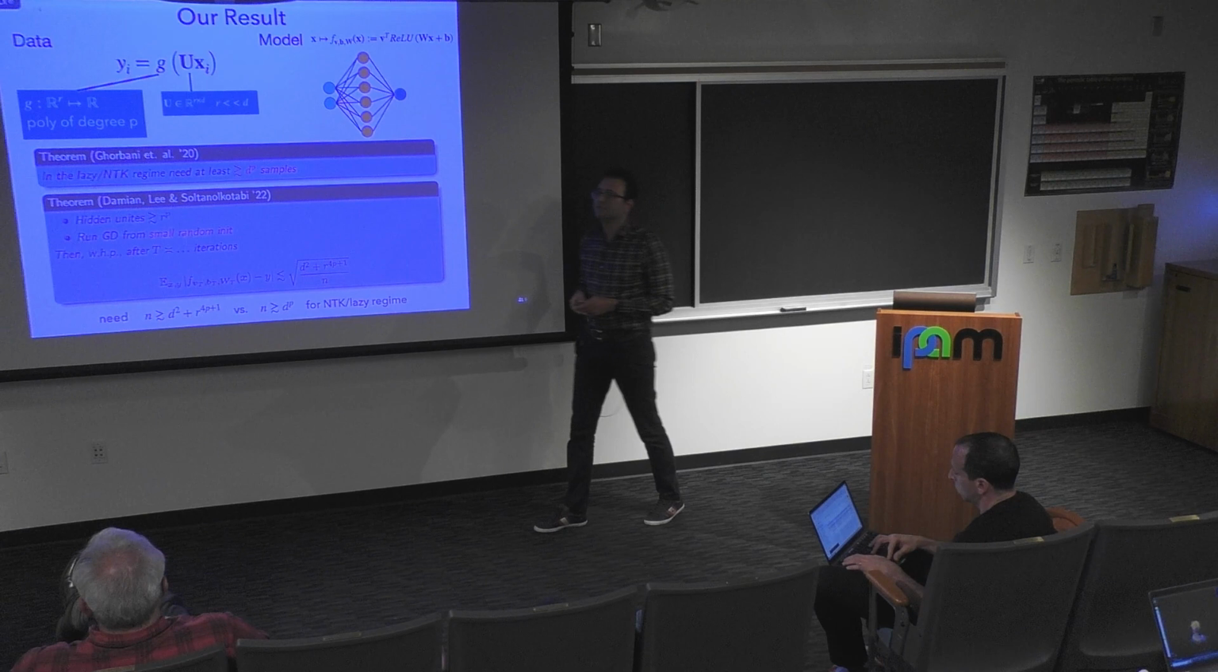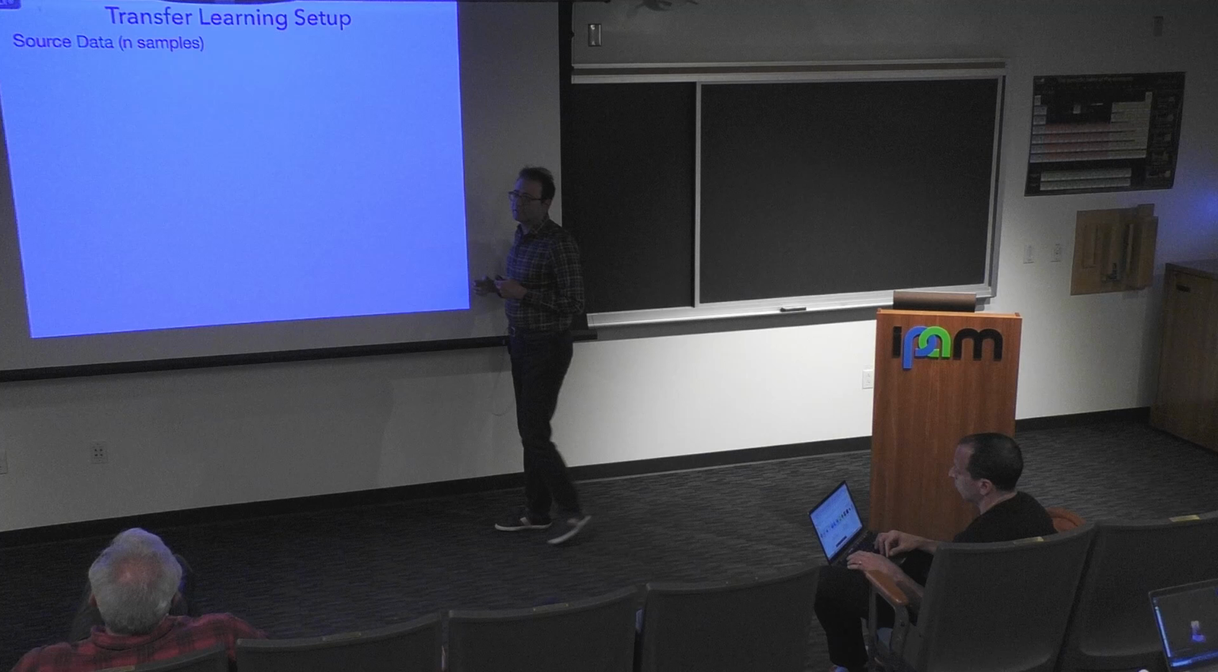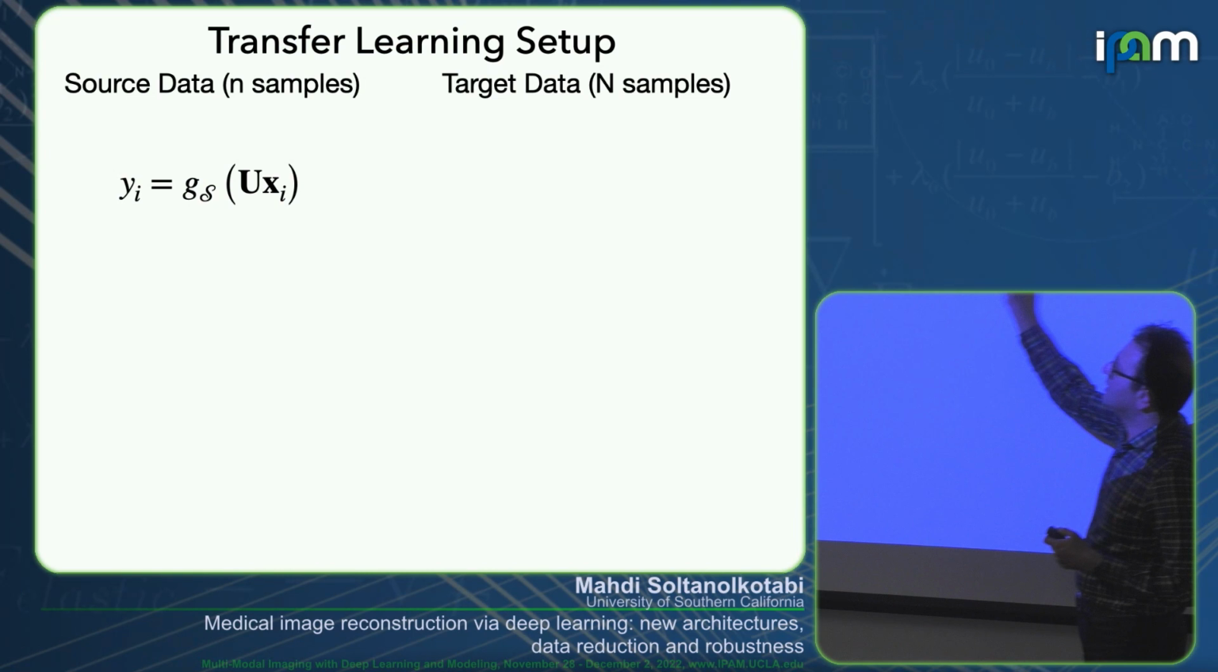Other questions? The good thing about this result is that you could also start to explain some contemporary practices, like what people do in transfer learning. Here the setting is that you have little n source data and capital N target data. Imagine the source data is generated according to one of these polynomials, and the target data is generated according to another one of these polynomials, but they share the same hidden representation.